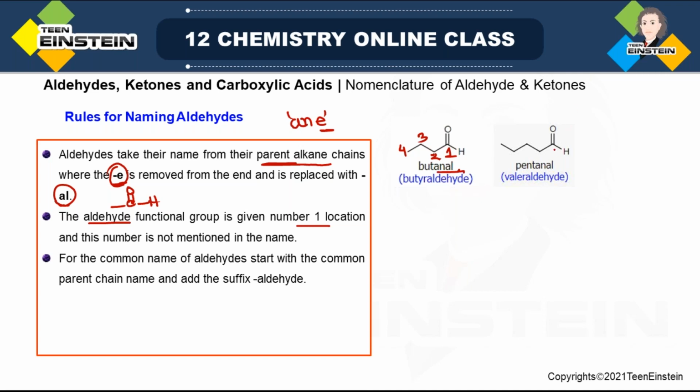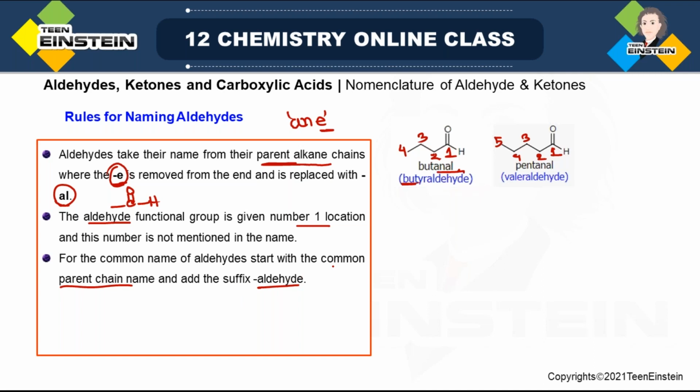Another example, pentanal, 1, 2, 3, 4, 5. If it is a simple 5 carbon chain hydrocarbon, it is pentane. But now for ANE, just remove the E and write AL. And the names that you are seeing in blue color in the bracket are actually the common names, and the names in black color are IUPAC names. For common names of aldehydes, they start with the common parent chain name. As it is 4 carbon in the first example, it starts with but, but you have to end it with the suffix aldehyde.